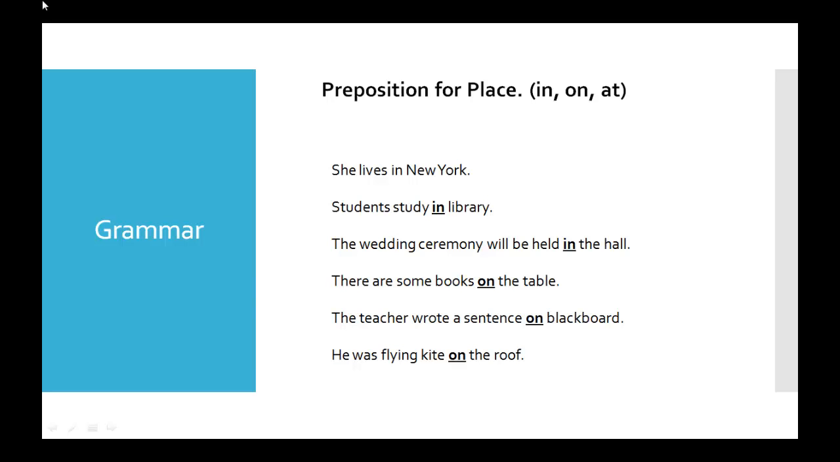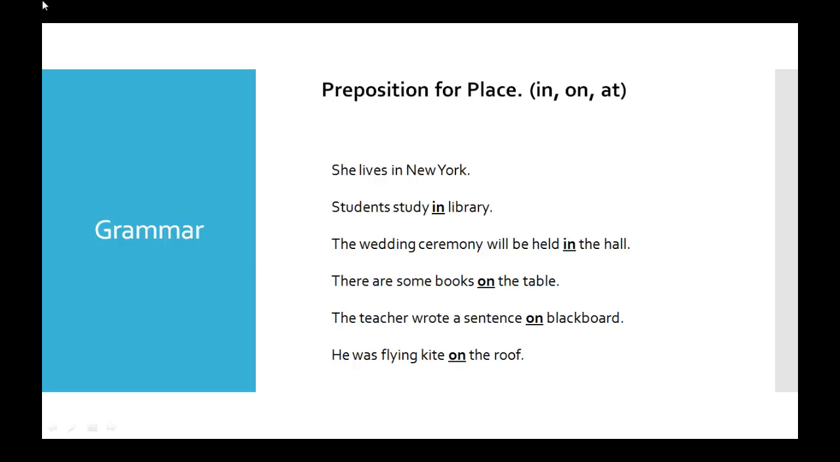So we would say, she lives in New York. Students study in the library. The wedding ceremony will be held in the hall. There are some books on the table. The teacher wrote a sentence on the blackboard. He was flying a kite on the roof.